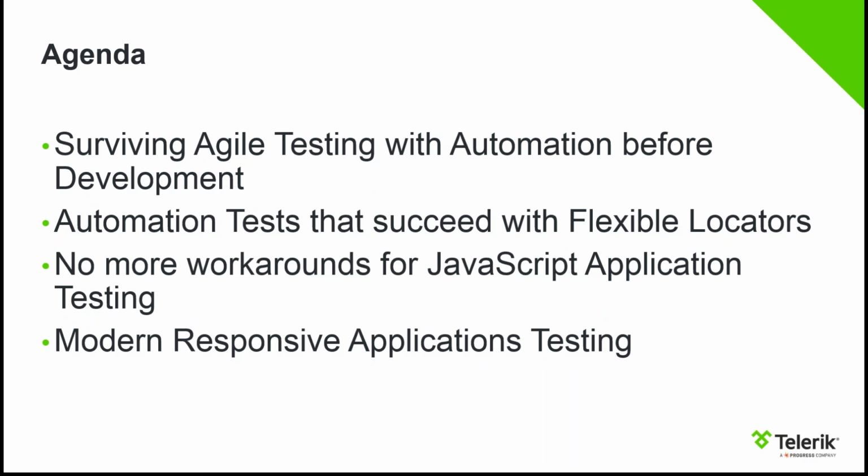We'll take a look at automation tests that are not brittle. Quite a bit of the time you see that automation, as you record it, is functioning well, but then the moment you play it back or execute it, it does not work. So we'll take a look at why most of those problems occur, and something called flexible locators and how they can solve that problem.